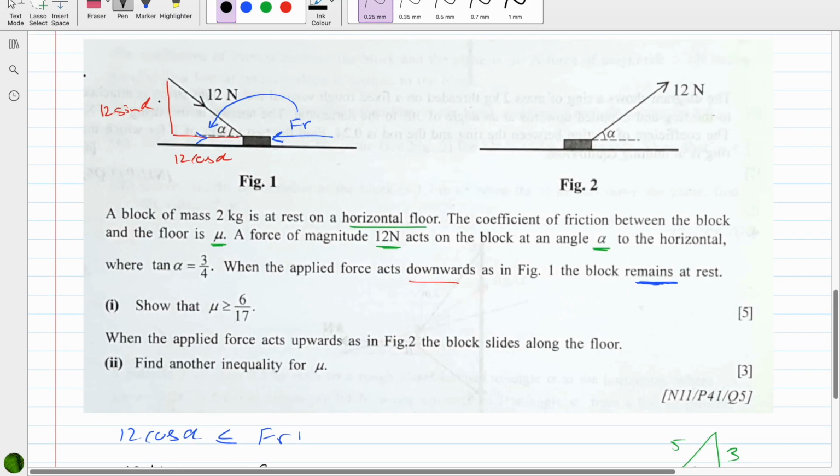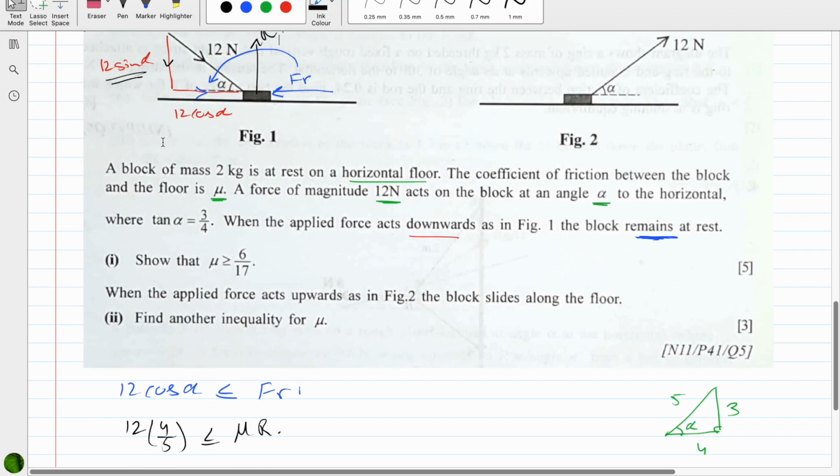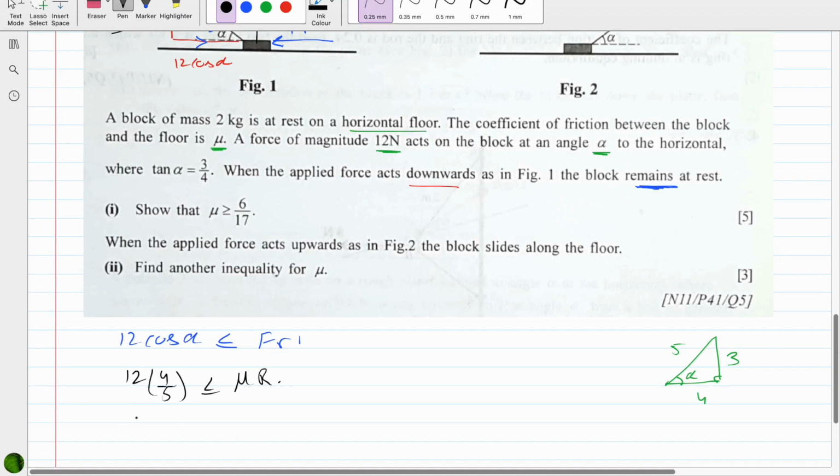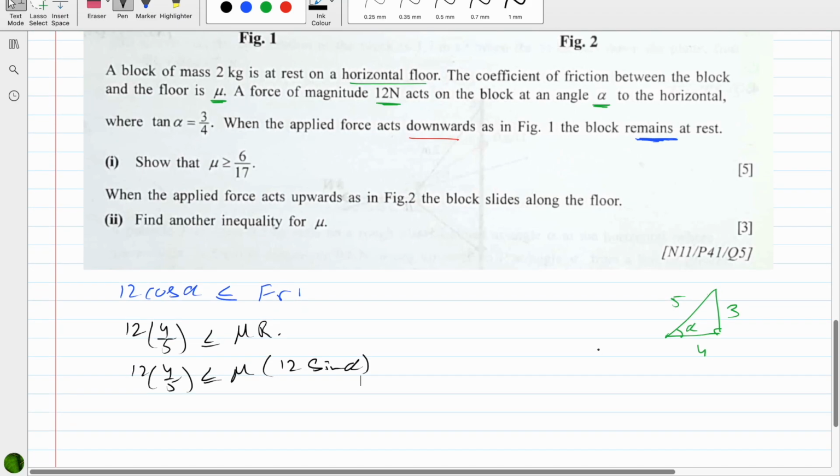Coming back to the diagram, this is the downward force 12 sine alpha. So if it is acting downwards, the normal reaction is acting upwards, which is equal to 12 sine alpha, and there is no other force in this case. So R is 12 sine alpha. Replacing it again, sine alpha is 3 by 5, so 12 into 4 by 5 is less than or equal to mu into 12 sine alpha, which is 3 by 5.